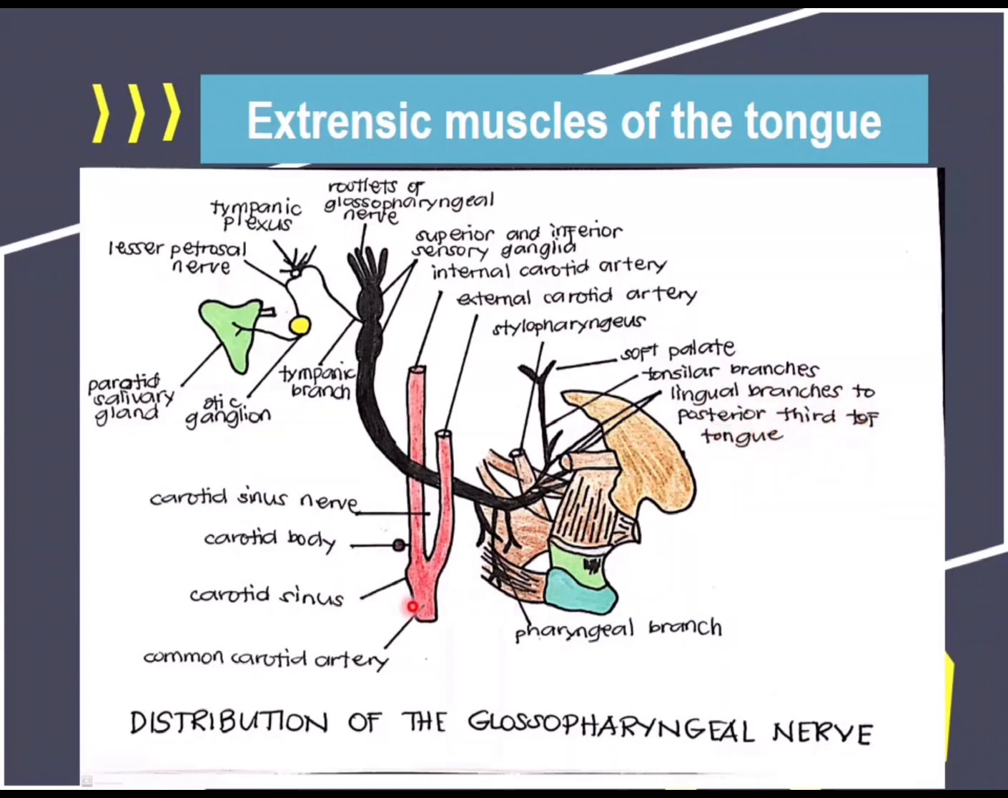tongue. The next one is the carotid sinus nerve, carotid body, carotid sinus, common carotid artery, and the pharyngeal branch. This is all part of the distribution of the glossopharyngeal nerve, which is part of the intrinsic muscles of the tongue.